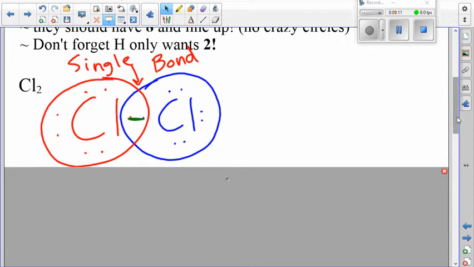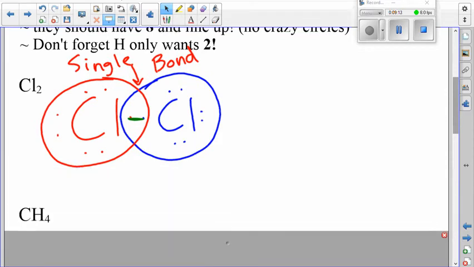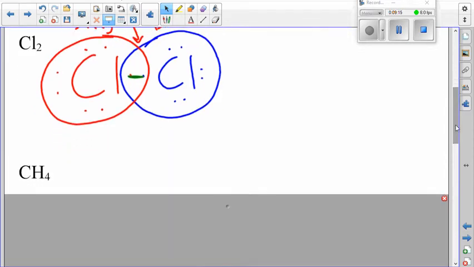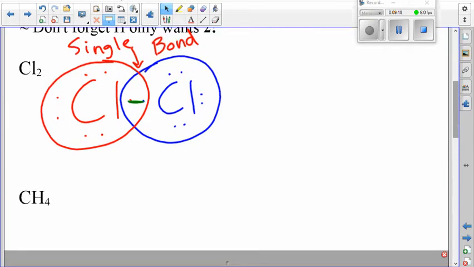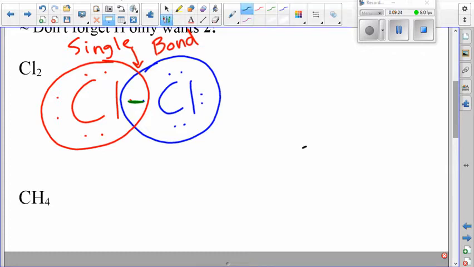Okay. Let's try one that's a little more complex. We got CH4. So which element should we start with? Definitely C, because it wants the most bonds. So I'm going to go ahead and plop that in the middle here. So I got a C.